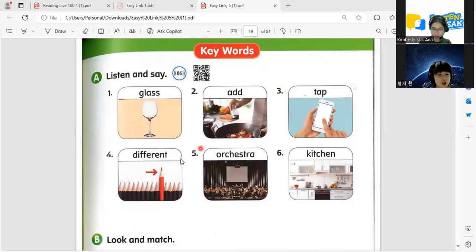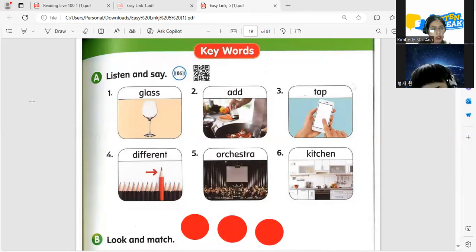What is number four? Different. Look, all of these pencils are black, but this one is the different one, because it's red. It's different because they have different colors. Like this one, for example, I'll draw one red circle, two red circles, three red circles, and then I'll draw one pink. So what is the different circle? The pink circle is different. Can you say that? The pink circle is different. Very good. How about number five?